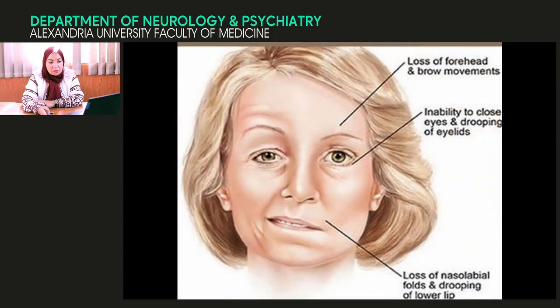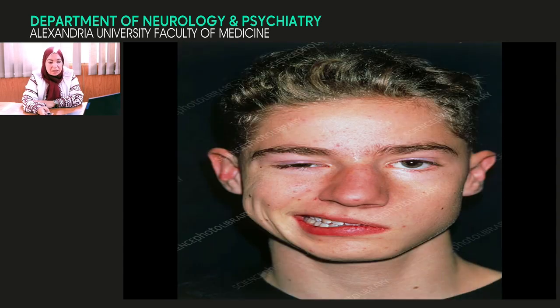This is also a demonstrated diagram or figure showing loss of forehead, brow and eyebrow movement, inability to close the eyes, drooping of the eyelid, loss of the nasolabial fold, and deviation of the mouth to the healthy side. So the patient has a left lower motor neuron facial lesion. In this case, this young man shows incomplete closure of the left eye and deviation of the mouth to the right, so the upper face and lower face are involved. The patient has a left lower motor neuron facial lesion.